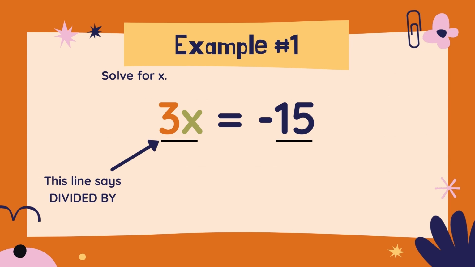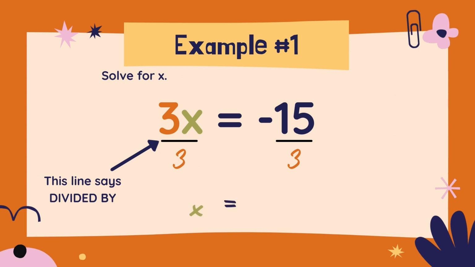We have to undo that multiplication in order to get the x all by itself. That's called isolating the variable. So we're going to divide both sides by 3. Drawing this line underneath the 3x and underneath the negative 15 means divided by. Since the x is being multiplied by 3, undoing it is dividing by 3. So we will write on both sides divided by 3.